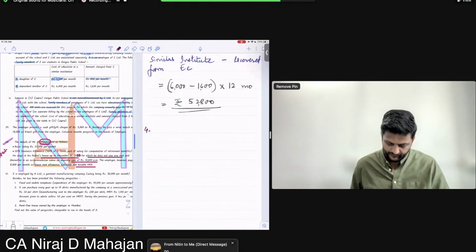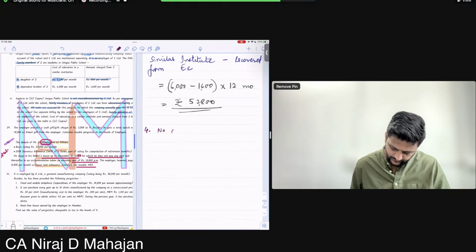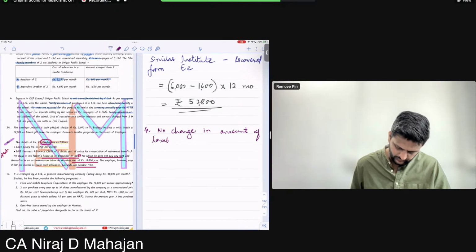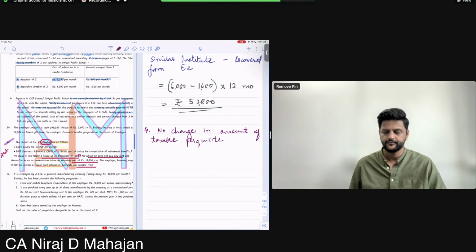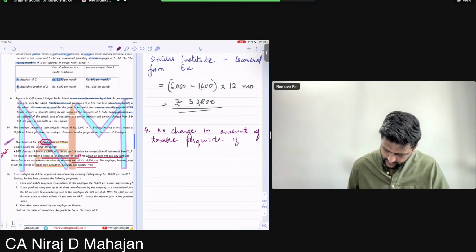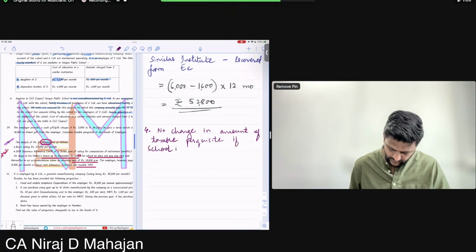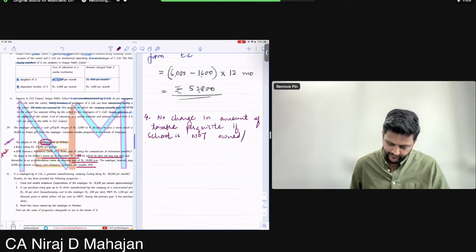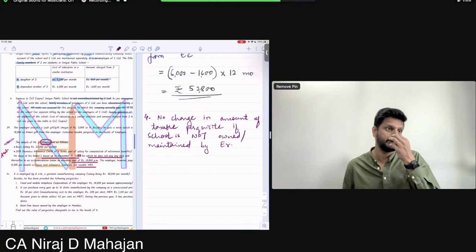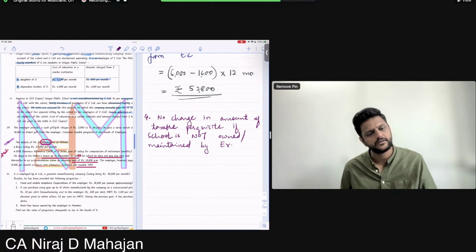Write down. No change in amount of taxable perquisite if school is not owned or maintained by employer. Okay? No change in the answer. Finally clear?